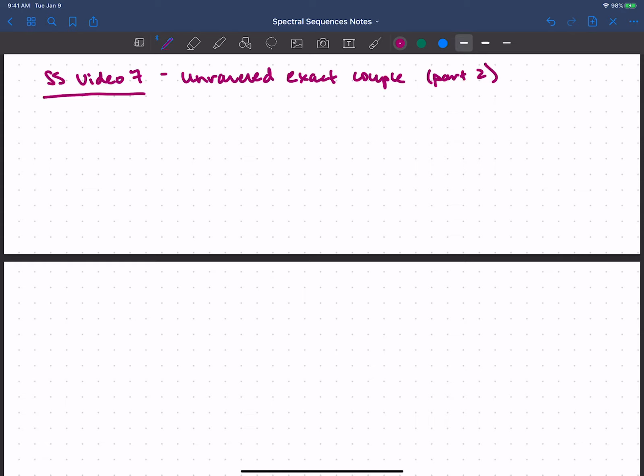In the last video, we started to talk about the unraveled exact couple. And remember, our setup is that we have some filtration of space X, maybe finite, maybe not. So we have some filtration, and for each of these inclusions, the p minus first filtration into the p, we get a long exact sequence in homology.